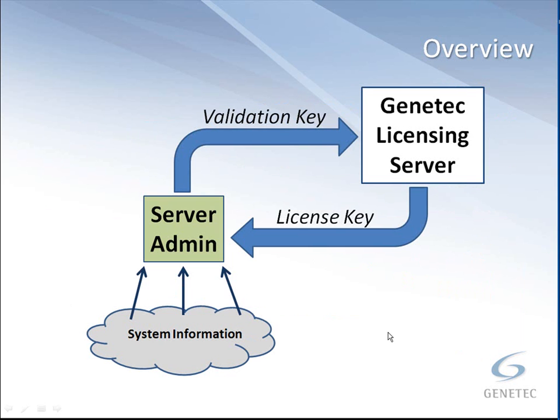Now, there are a few different ways of licensing the software depending on the application being licensed, but they all follow the same general method of providing the Genetec licensing server with the information via the validation key, and then incorporating that license file that has been generated into the server admin. So let's have a look at a complete system hierarchy in general.